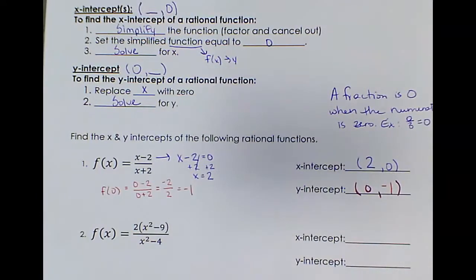So that's how we find the x and y-intercepts of rational functions. Now, of course, this is more basic. They get a little more complicated, but it's nothing that we can't handle. So let's look at number 2.